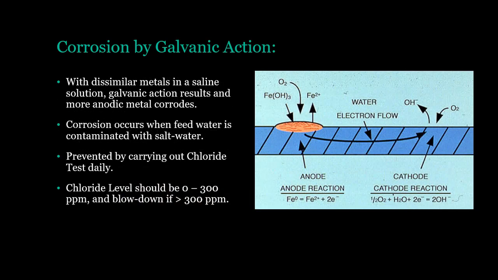Corrosion by galvanic action. With dissimilar metals in a saline solution, galvanic action results in the more anodic metal corroding. Corrosion occurs when feed water is contaminated with salt water. Prevented by carrying out a chloride test daily. Chloride level should be 0 to 300 ppm, and blow down if it reaches 300 ppm.